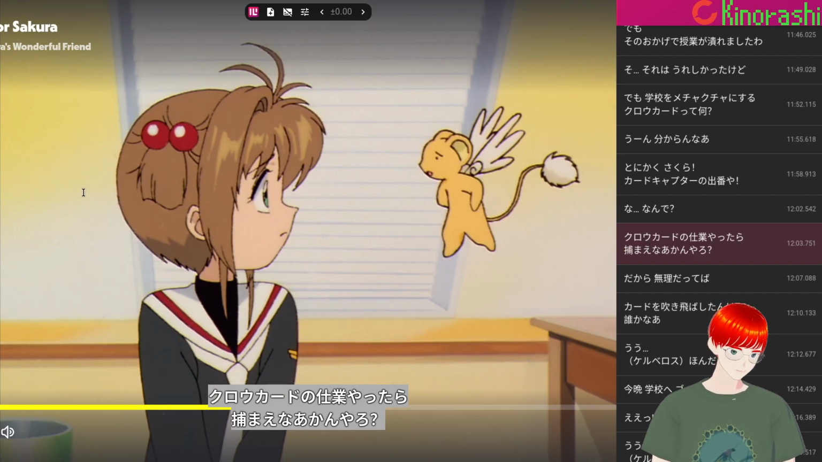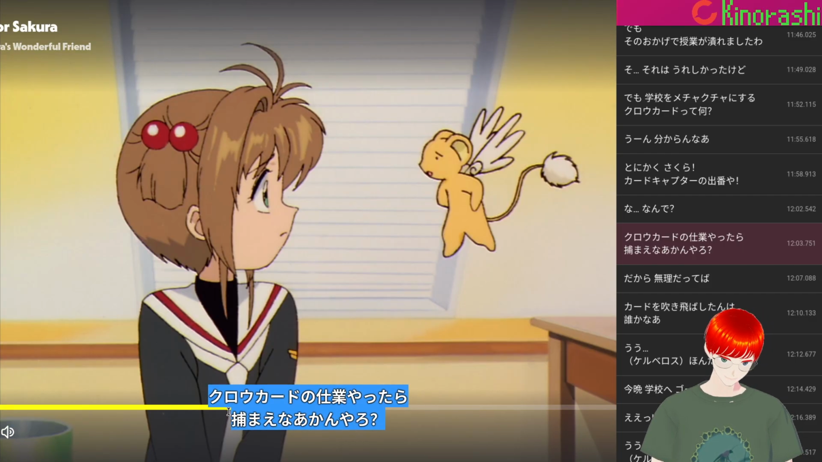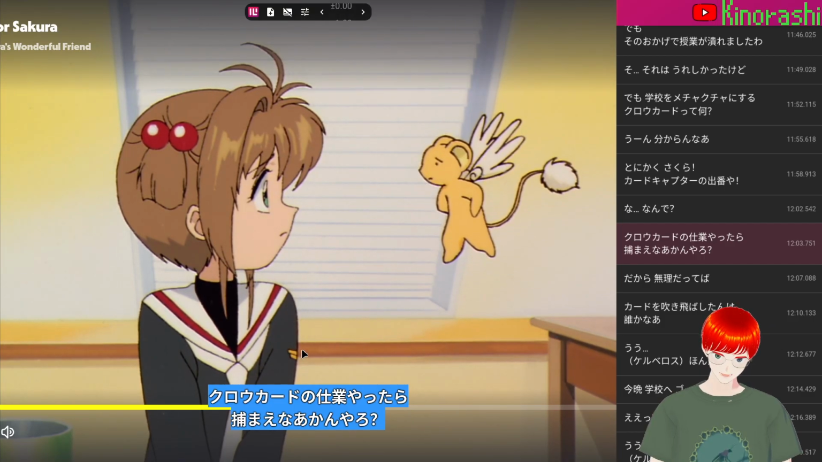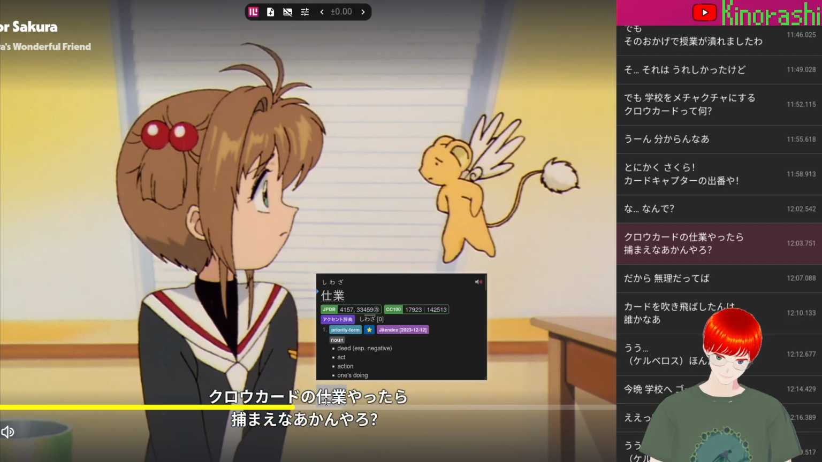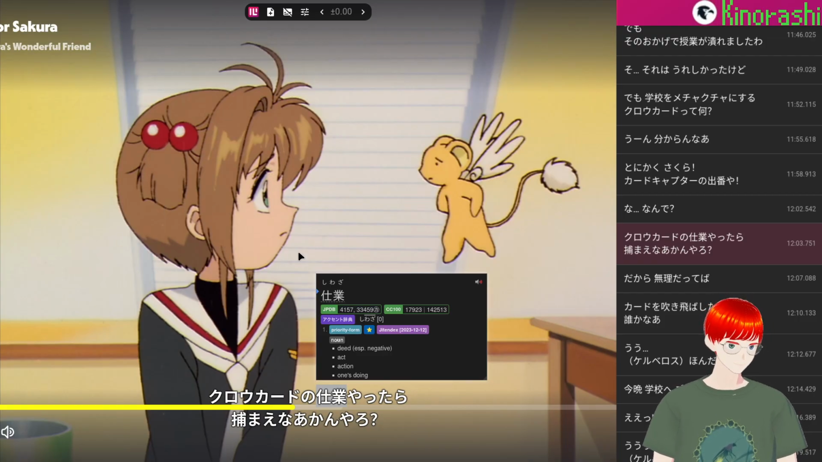Wait, is this supposed to be shigoto? Let me hear what they're saying. の仕業やったら捕まえなあかん。Yeah, they're saying shiwaza, yes. That's weird. This is being translated as shigoto. Conditional, okay.